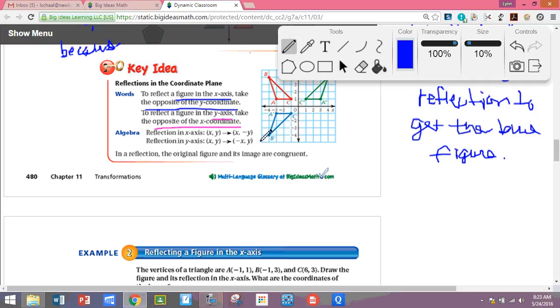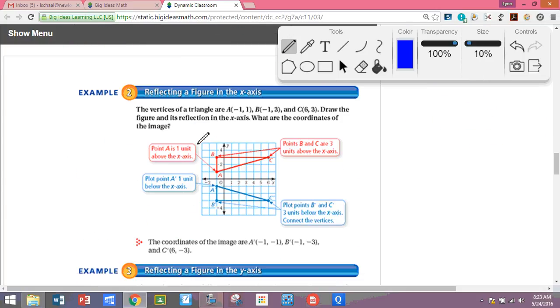So if it's the y-coordinate, your y's stay the same, but you're going to take the opposite of the x's. If it's the x-axis, or x-axis, I'm sorry, y-axis. If it's the x-axis, you're going to take the opposite of the y-coordinates, and the x-coordinates are going to stay the same. Okay? So if you look at this first example on page 481, notice that if you're reflecting along that x-axis, only the y-coordinates change to their opposites.